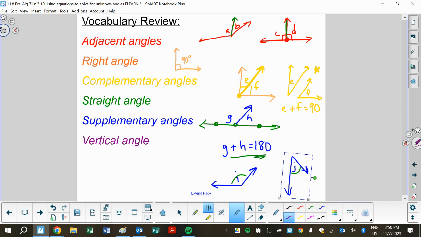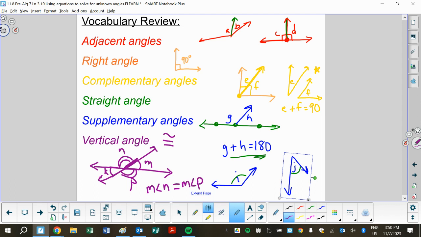Last but not least, vertical angles are the result when two lines intersect. And a vertical angle is an angle that is exactly opposite of each other. In fact, I always kind of look for the V. So for instance, angle K and angle M are vertical, but you know what? Angle N and angle P are also vertical. And vertical angles are always congruent, meaning their measures are exactly the same. So you could say the measure of angle N is precisely the same as the measure of angle P.